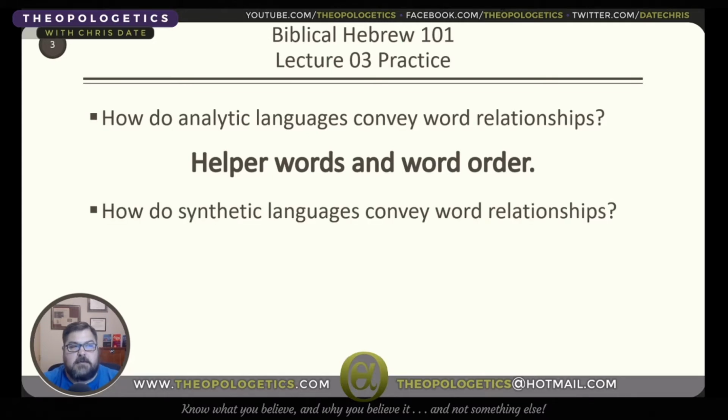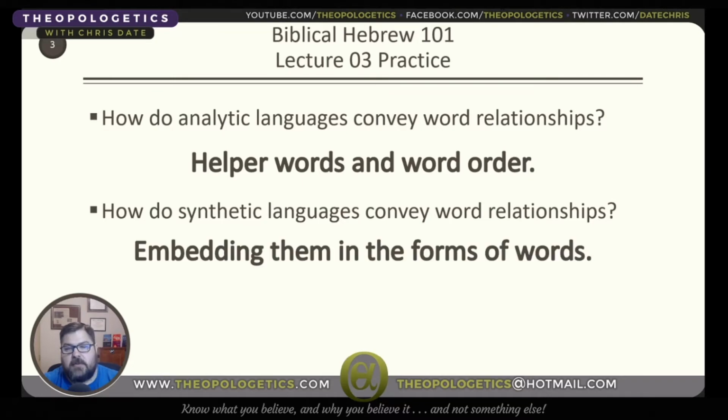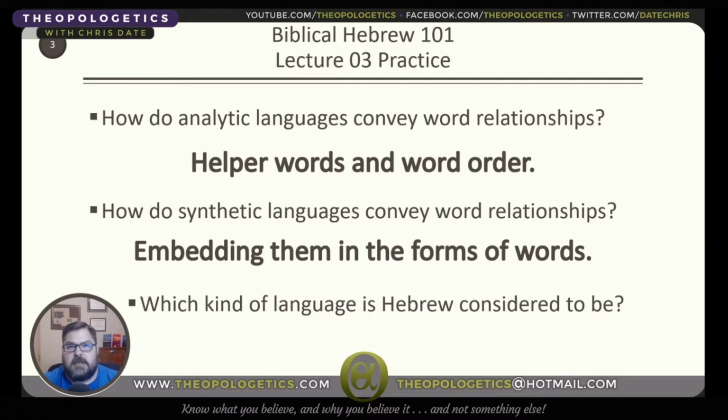How do synthetic languages convey word relationships, embedding those relationships in the forms of the words themselves? And finally, of these two, analytic and synthetic, which kind of language is Hebrew considered to be? And the answer is synthetic, meaning that the relationships between words are often embedded in the words themselves.